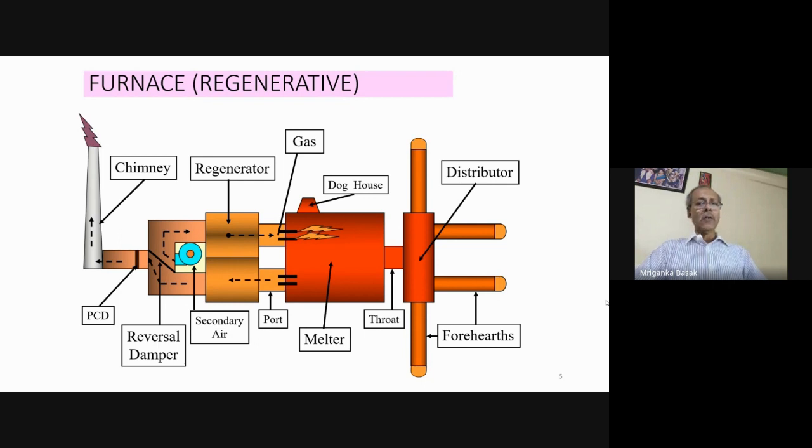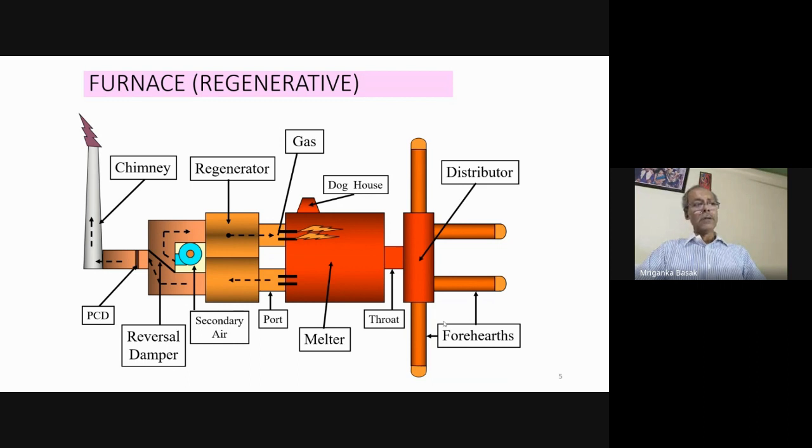In the next cycle, what happens? The secondary air passes through the left regenerator. It gets heated up, almost heated up to around 1200 degrees centigrade. Then the firing takes place. During this period of operation, the other chamber, the right-hand side chamber, is being used for passage of the flue gas. In the next cycle of operation, the secondary air passes through this second chamber and gets heated up.